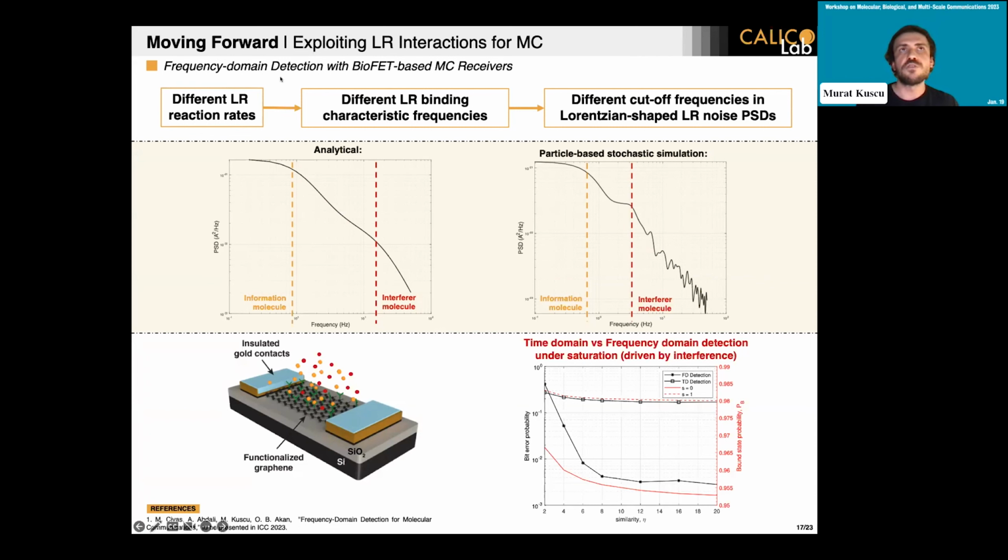Now we are working on this frequency domain detection technique, which exploits the fact that different reaction rates of different types of molecules with the same type of receptors are reflected in the power spectral density of binding fluctuations, or binding noise, as different cutoff frequencies, which can be observed at the electrical output of our receiver. So we developed this frequency domain detection technique and compared its performance to a time domain detection method under the interference of a similar type of molecule, which can interfere with the receptors. And we show that it brings lots of advantages, especially when this interference drives the receiver into the saturation region.